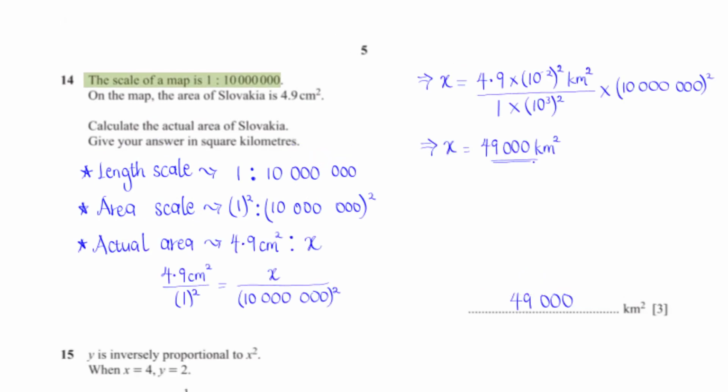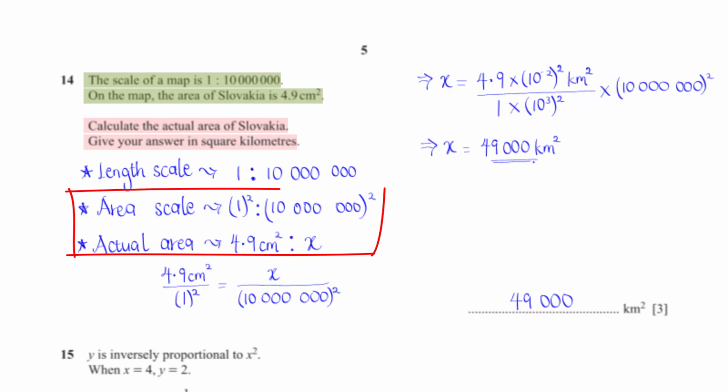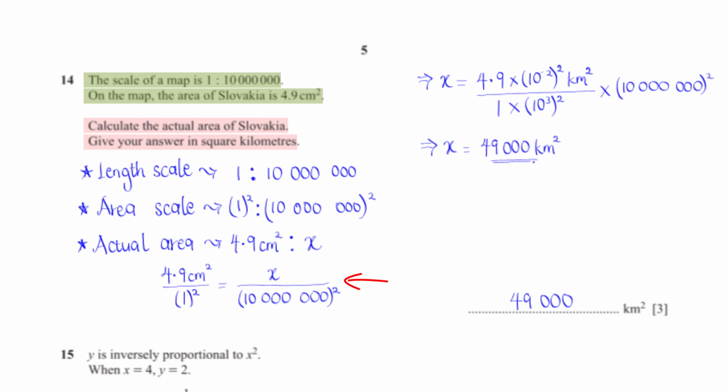The scale of a map is 1:10 million. On the map, the area of Slovakia is 4.9 centimeters squared. Calculate the actual area of Slovakia. Give your answer in square kilometers. So let's set up our ratio. Since we are dealing with area, we need to square our linear scale factor. And so from this, we can set up our equation as 4.9 centimeters squared divided by 1 squared is equal to x divided by 10 million squared.